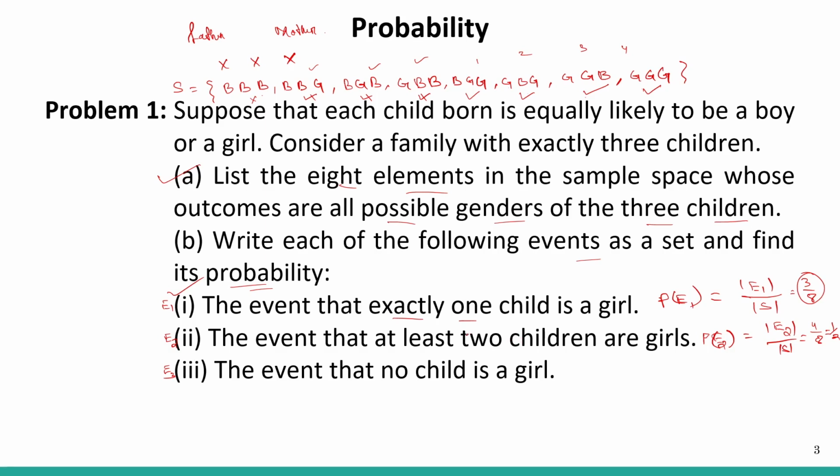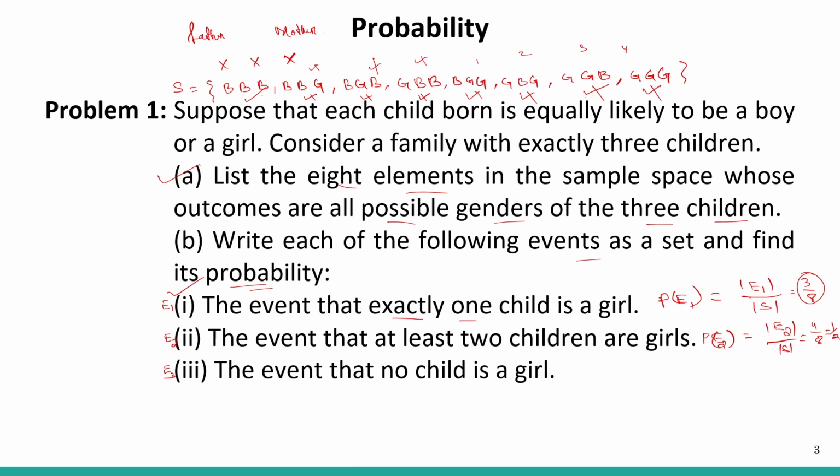Okay, so let's try to see the next case, that is E3. Let's see what E3 actually wants us to do: the event that no child is a girl. Let's see in which case there is no girl involved. Let's start from the end. Here three girls are involved, so this can't be the case. Here two girls are involved, this can't be the case. Two girls, this can't be the case. Also two girls, this can't be the case. One girl, can't be the case. And one girl is here, so this also can't be a case. But here no girls are involved, so this can be a case.